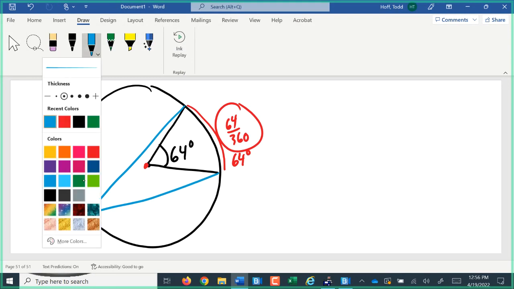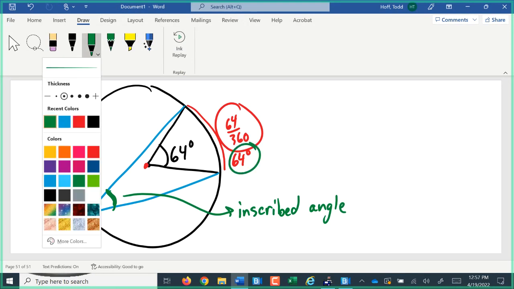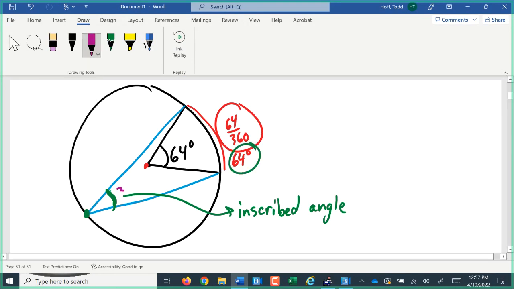This angle formed here is what is referred to as an inscribed angle. Inscribed means inside a circle, or on the circle. The vertex of that angle is on the circle. There is a very, very direct relationship between the size of that angle and the size of the arc out here. It is exactly half.